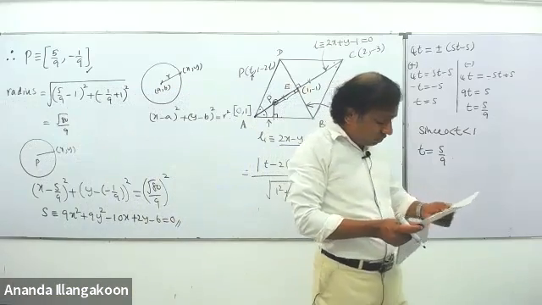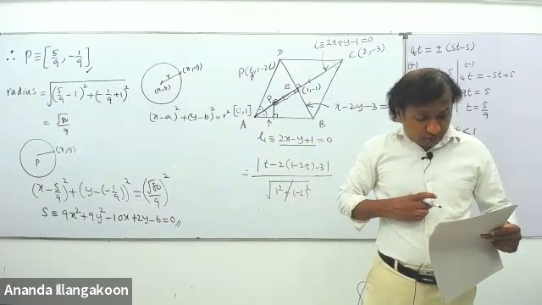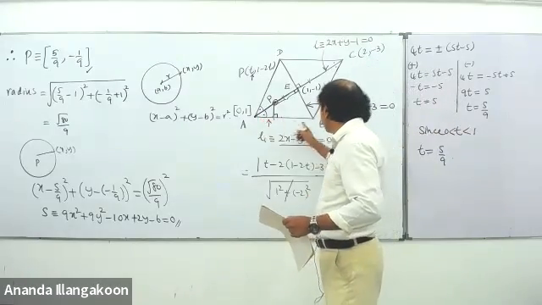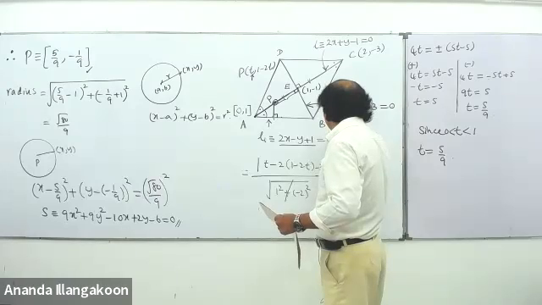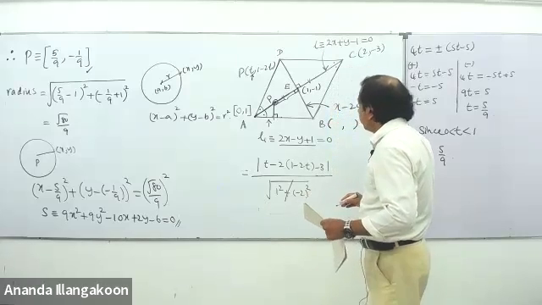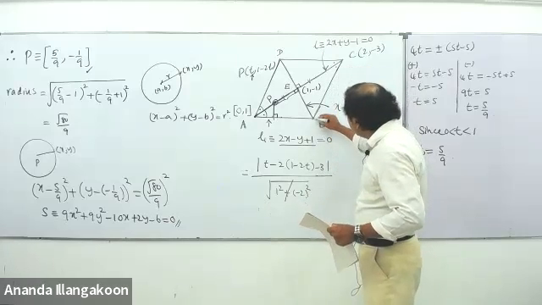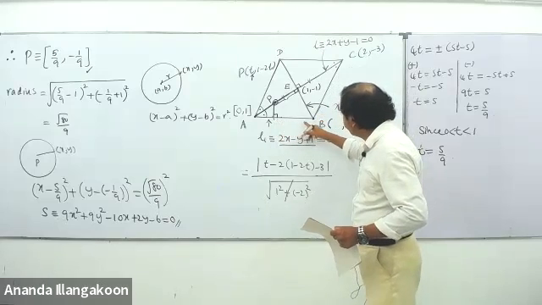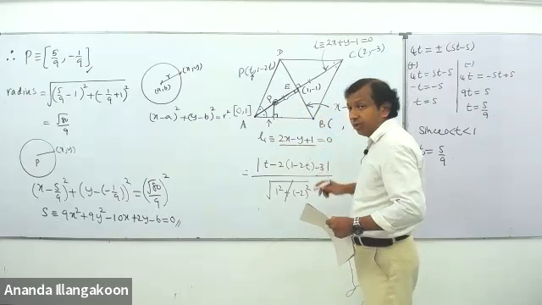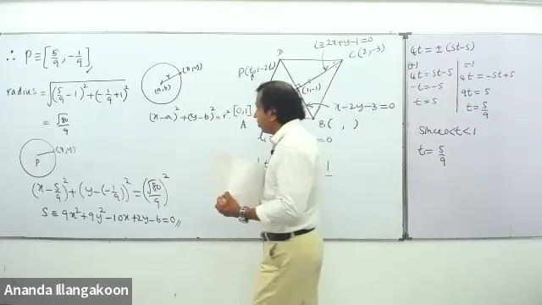Find the equation of the circle S dash with AB as a diameter. AB should be the diameter, and first we'll find point B. How to find point B? B is the point of intersection of this line and this line. These two equations will be solved simultaneously, then we get the point B, right? We'll come to that now.